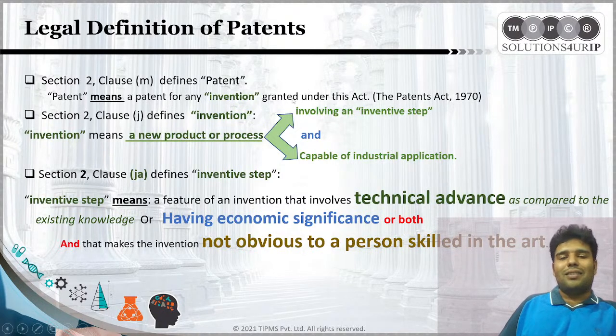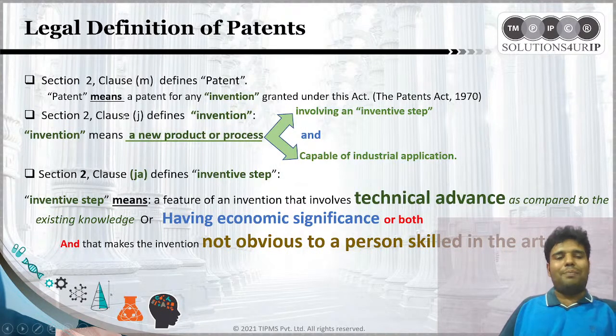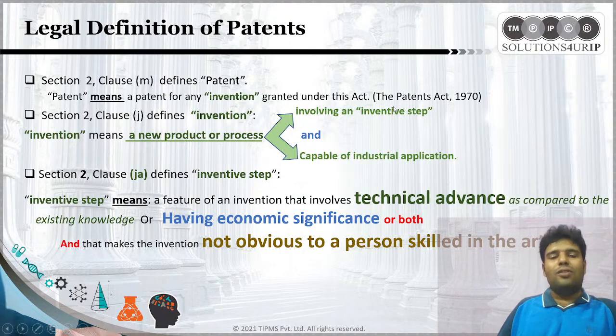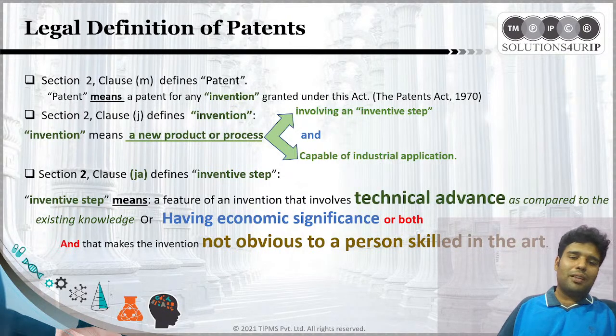And how to write it? There is no other way to write it. You should write patent means a patent for any invention granted under this Act. Many of you might be finding it boring that I am repeating the same thing time and again. But I really want this thing to get into your brains.